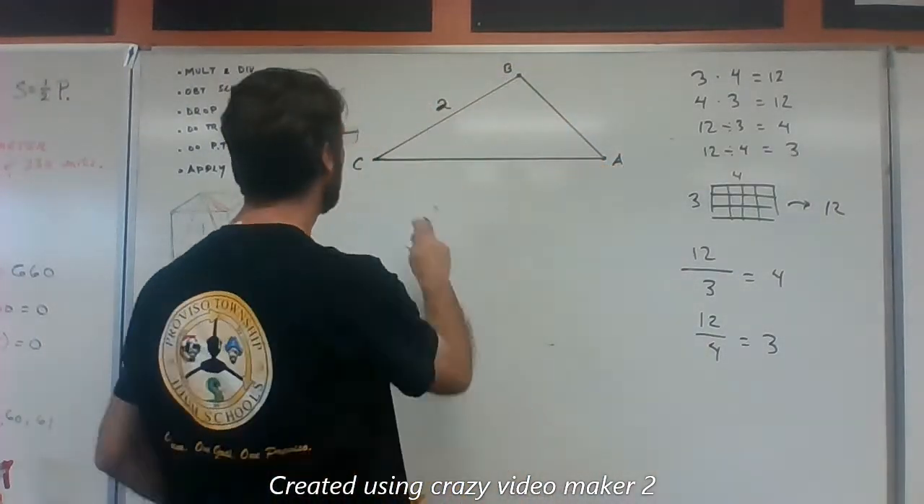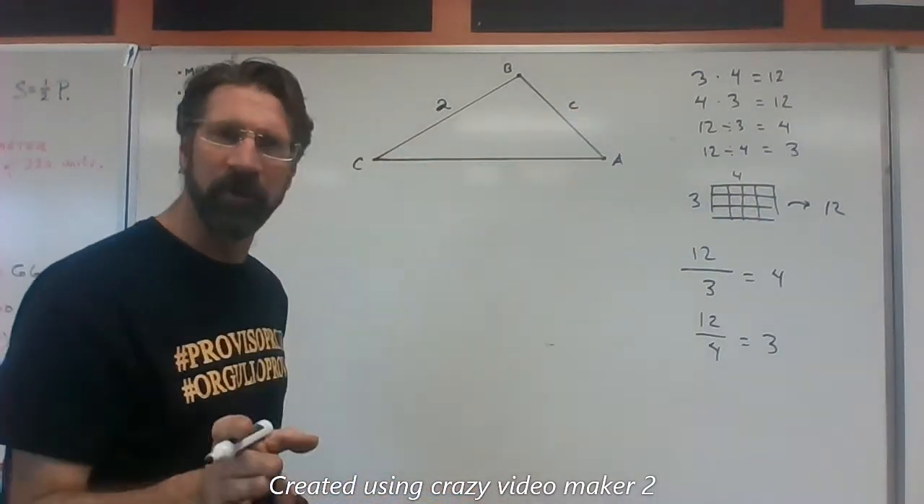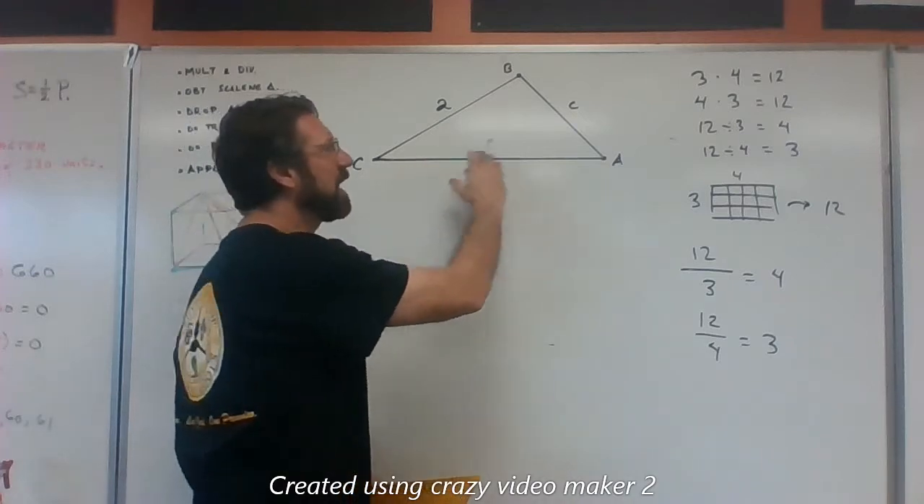Oh, fabulous. Opposite angle C, that must be side C. I wanted to be really clear that this C is big and this C is small.